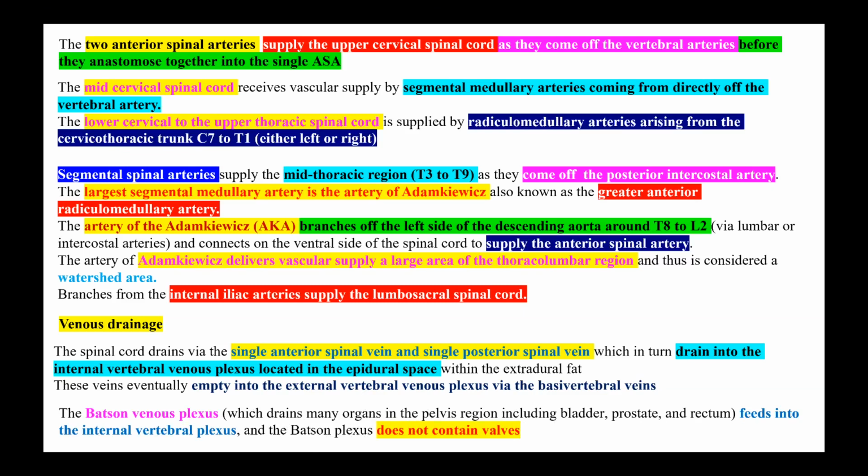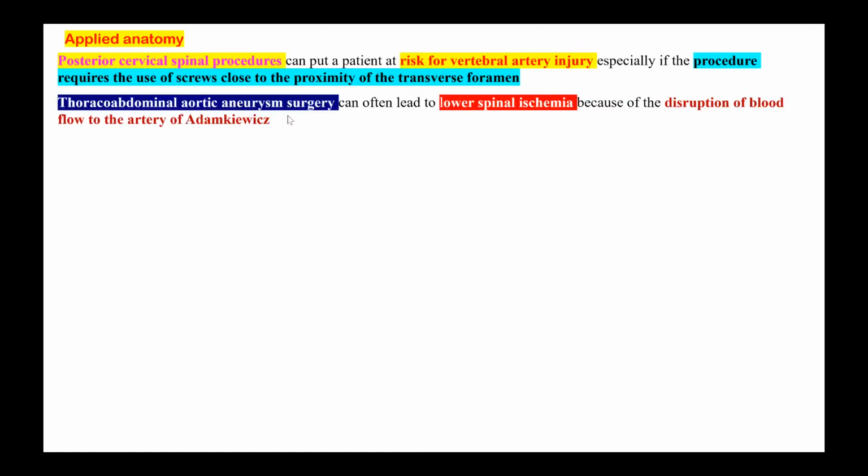That is how it is described in the textbooks. Coming to the applied anatomy, the posterior cervical spinal procedures, like doing a cervical spine fixation, in the posterior approach can damage the vertebral arteries when you try to put screws, because of the proximity to the transverse foramen.